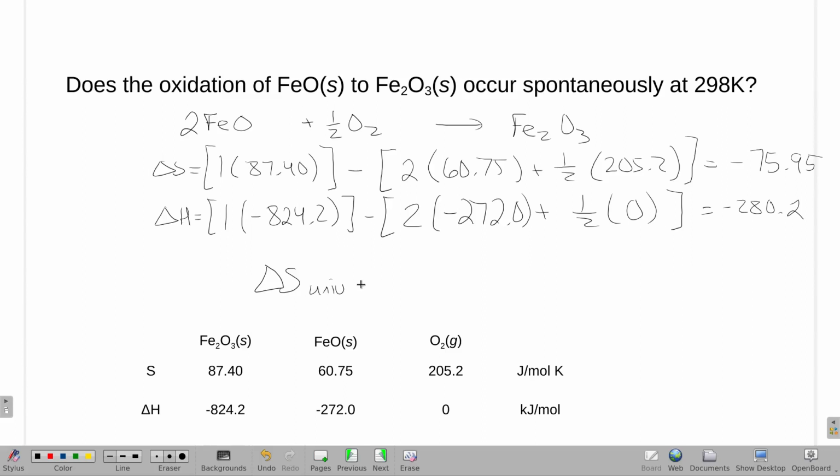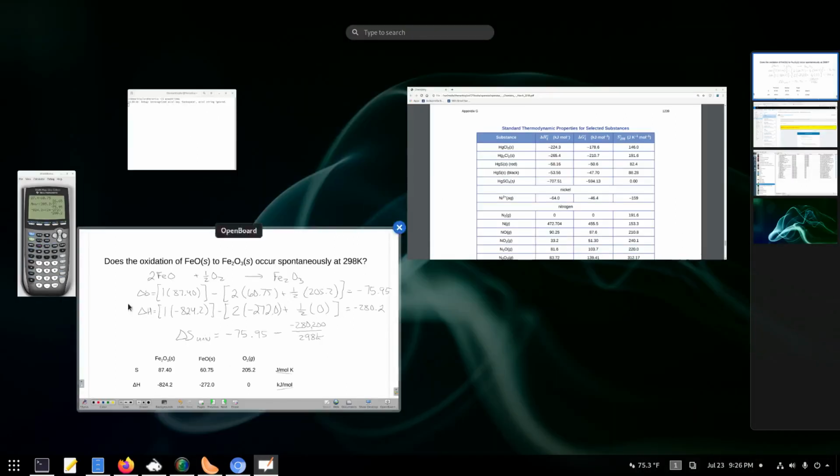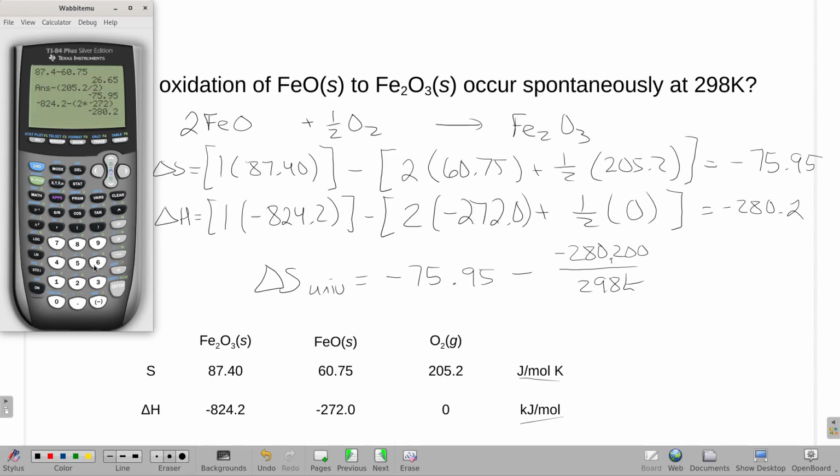Universe. Alright, we're going to have that is equal to the delta S of the system, and then to get the delta S of the surroundings, we are going to subtract the delta H divided by the temperature we're at. Now, here's something weird. Since I didn't get the units here, it's not obvious, but this was kilojoules. This is joules. So I'm going to turn that kilojoule value into joules when I do this actual calculation.